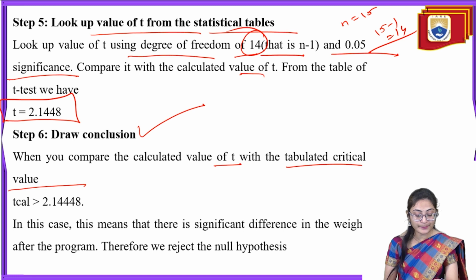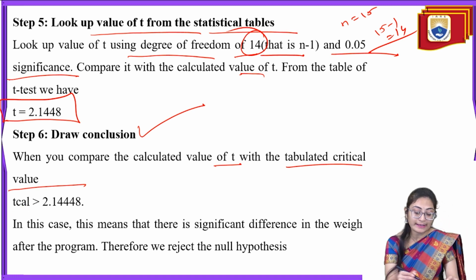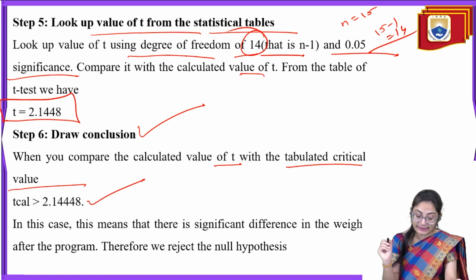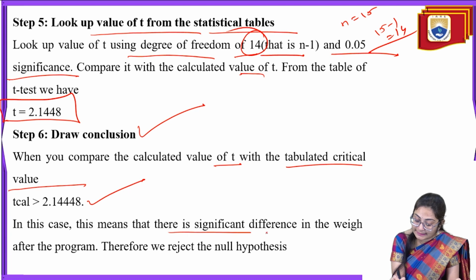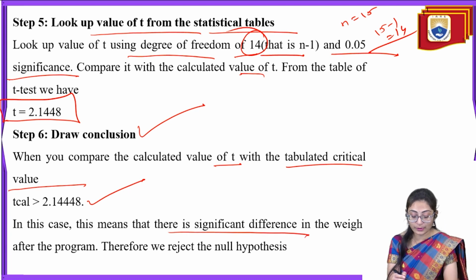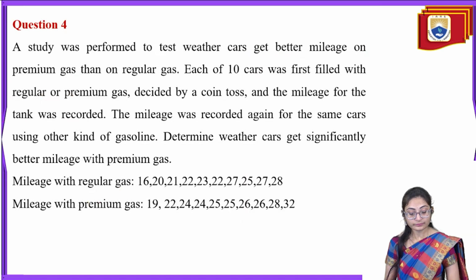Now we reach our conclusion. When you compare the calculated value of t with the tabulated critical value, your calculated t value is greater than 2.1448, and so in this case there is a significant difference in the weight after the program. Therefore we will reject the null hypothesis.